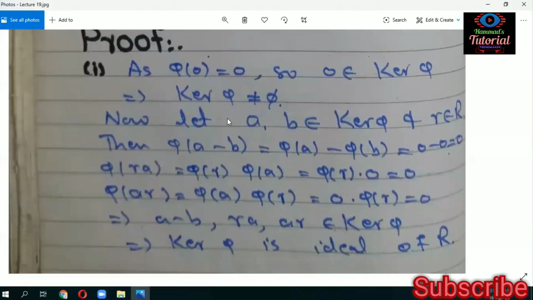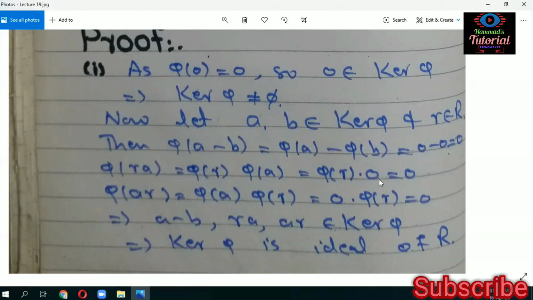Proof: phi of 0 is equal to 0, so 0 belongs to kernel phi. It means kernel phi is a non-empty set. Now we take two elements A and B belonging to kernel phi. Then phi of A minus B will be equal to phi of A minus phi of B. Now as A and B are elements of kernel phi, phi of A is equal to 0 and phi of B is equal to 0. It means 0 minus 0 is equal to 0. Further, for any r belonging to R, phi of r into A will be equal to phi of r into phi of A.